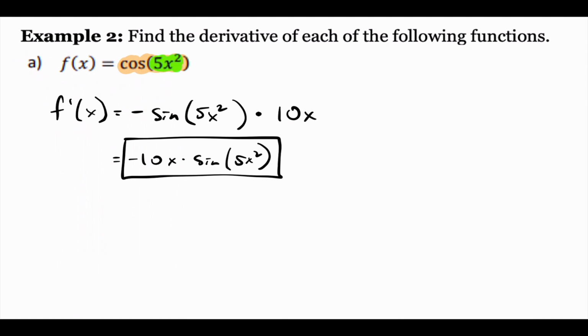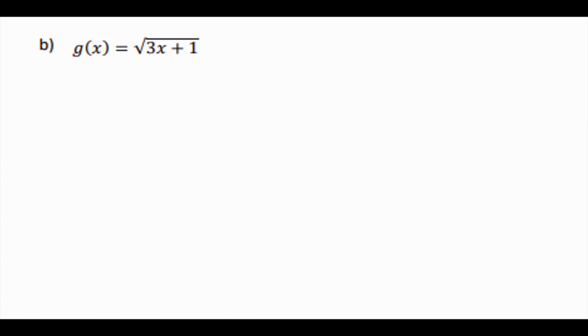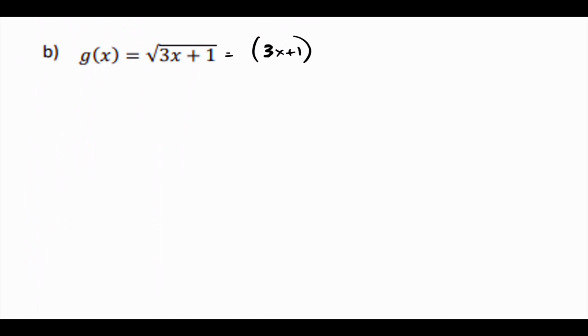All right. Let's do letter B now. Anytime we're finding derivatives, what did we say to do with the root? Change it to an exponent. So the first thing I'm going to do is I'm going to change this to an exponent. So the entire thing is under the root. So the entire thing gets a 1/2 power.